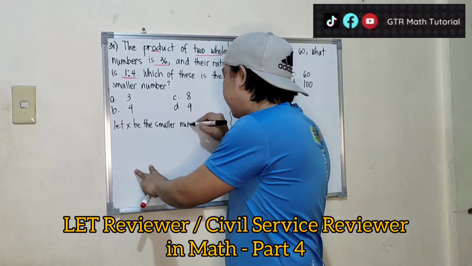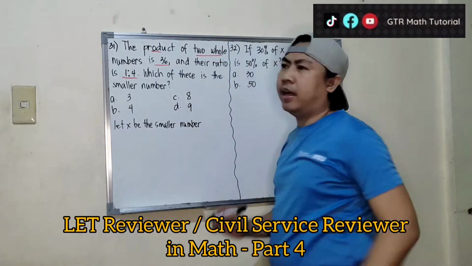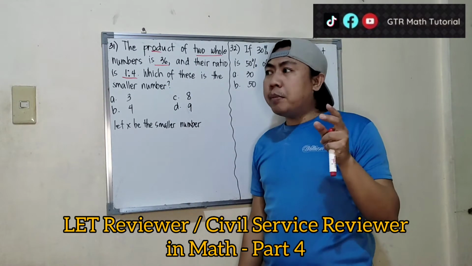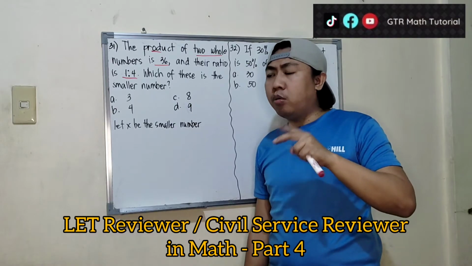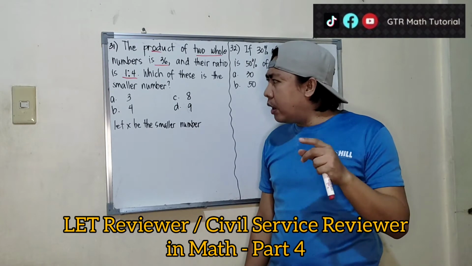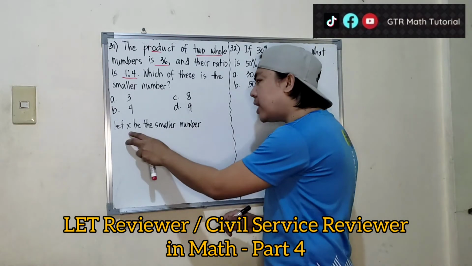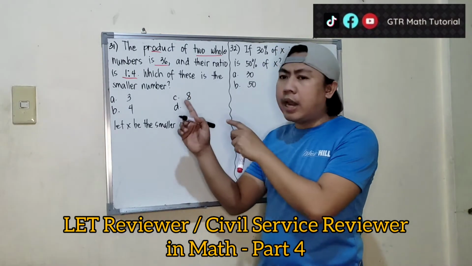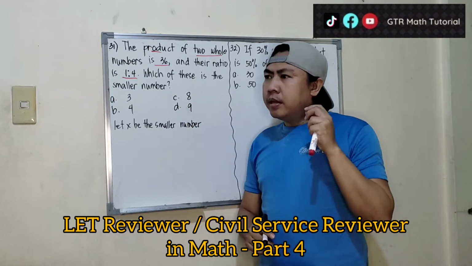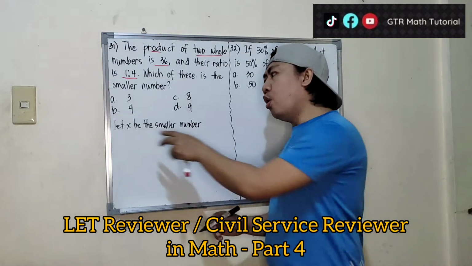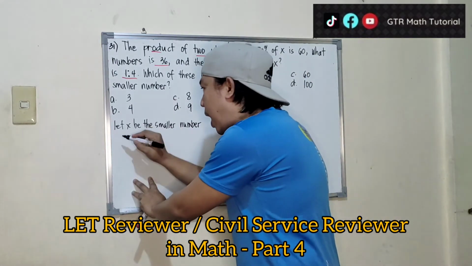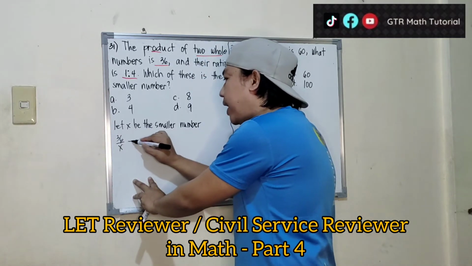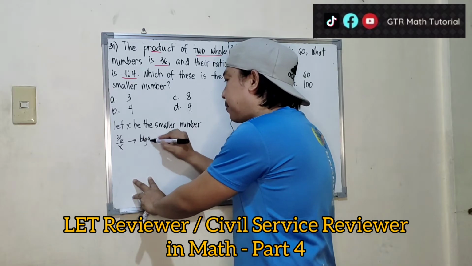Since ang product daw ng dalawang numbers ay 36, actually pwede tayong gumamit dito ng two unknowns, x and y. Pwede rin namang one unknown na lang. Para mas madali, x na lang ang gagamitin natin. Kung x ang smaller number, ano yung para dun sa bigger number? Ano ba ang kabaligtaran ng multiplication? Division. So, kung x ang smaller number, ang bigger number ay 36 over x.